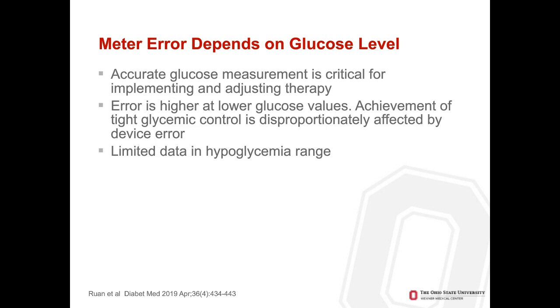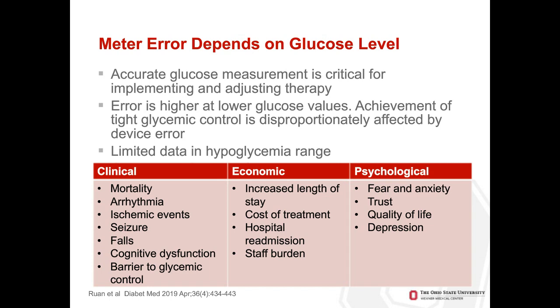And this is really critical because there are a number of potential ramifications of hypoglycemia. There are well-known clinical consequences, including an increased risk in mortality. In some cases, it can be considered causal. In other cases, it might be considered to be related to general comorbidity and decline in the patient. It's also been associated with arrhythmic events, ischemic events. When it's severe, it can result in seizures. Even moderate hypoglycemia can result in imbalance and falls, which are a major concern in the hospitalized patient.